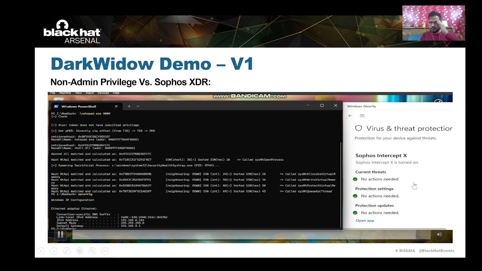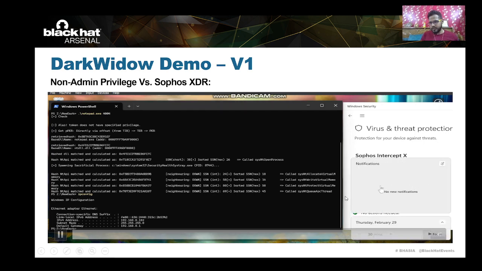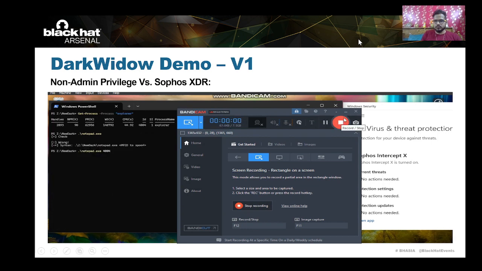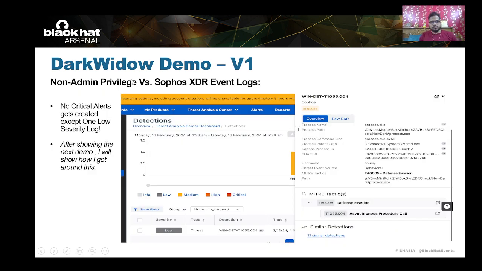Again, nothing. So yeah, no detection, no notification. So what are the event logs that are generated? No critical alerts are generated, but one low severity one, which is the asynchronous procedure call. I will show you how I eradicated this issue within a couple of slides.